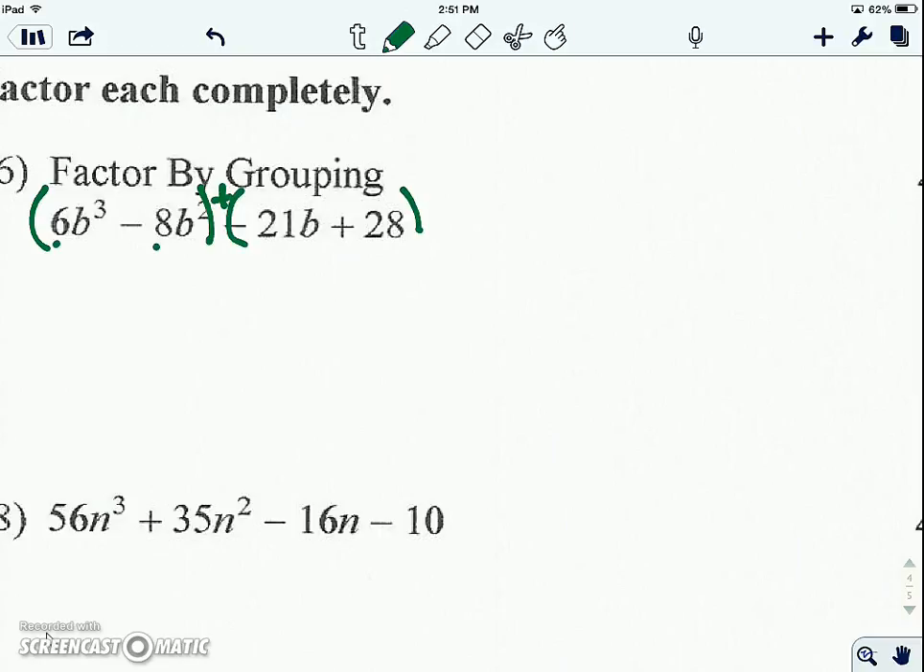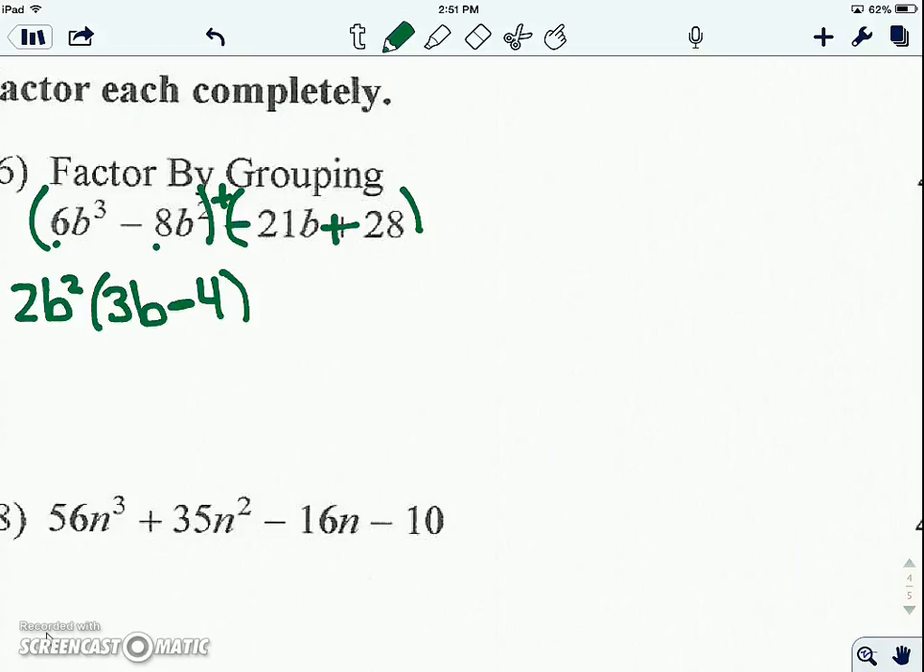Both of these could be divided by 2. So I'm going to pull out a 2, and I can also pull out a b squared. And 6 divided by 2 is 3 with 1b left. 8 divided by 2 is -4.